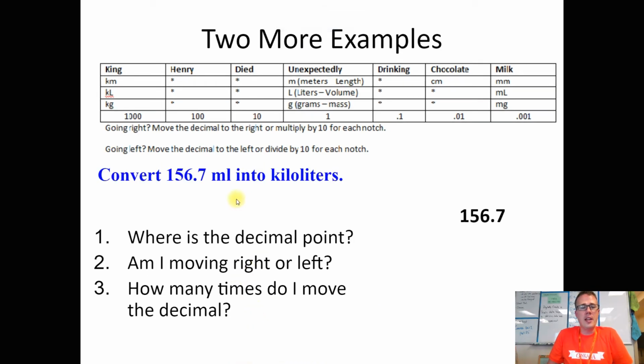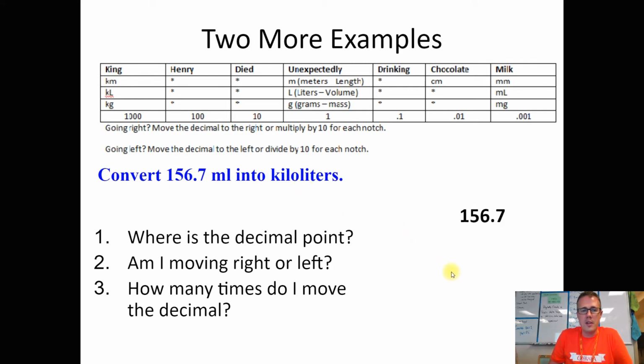Let's try this one. Let's say that we want to convert 156.7 milliliters and we want to know how much is that in kiloliters. Just so you have an idea, this is a graduated cylinder. I think you've used these before. This holds 100 milliliters, so it would be 1 and about a half. So we're talking about 1 and a half of these things. We want to know how much is that in kiloliters. So we're not changing the amount of stuff. We just want to know how much is it if we measured it using another system, kilo. So we do the exact same steps.